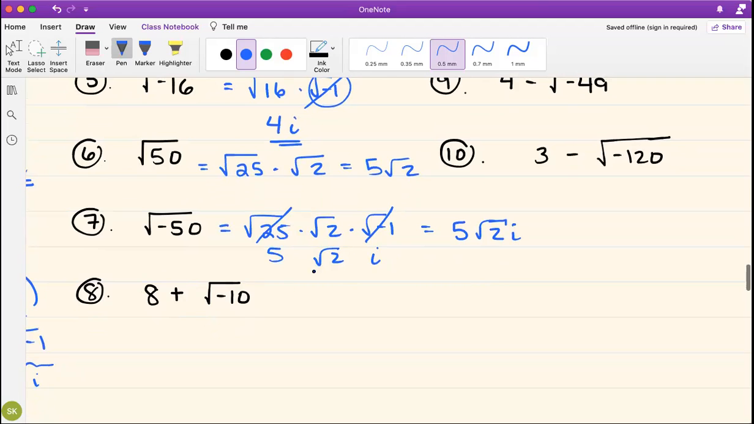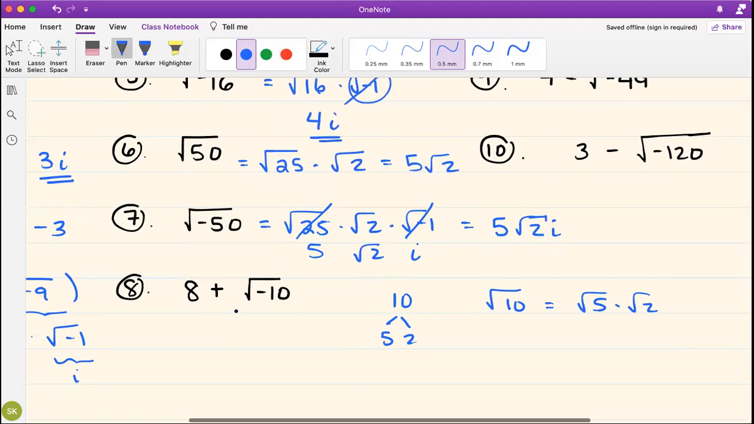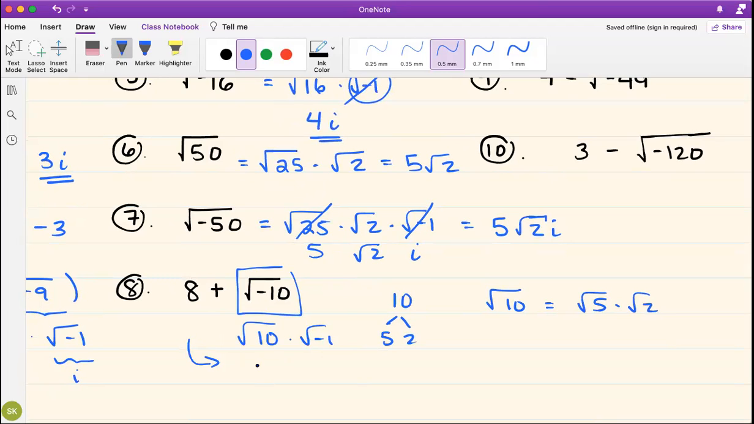How about this one? 10 is the same thing as 5 times 2. And if you have the square root of 10, this is the square root of 5 times the square root of 2, and neither one of these is a perfect square. So you can't simplify this. You can't take anything out. So the only thing that we can do to this is make it the square root of 10 times the square root of negative 1. So in that case, this just becomes 8 plus the square root of 10 i.